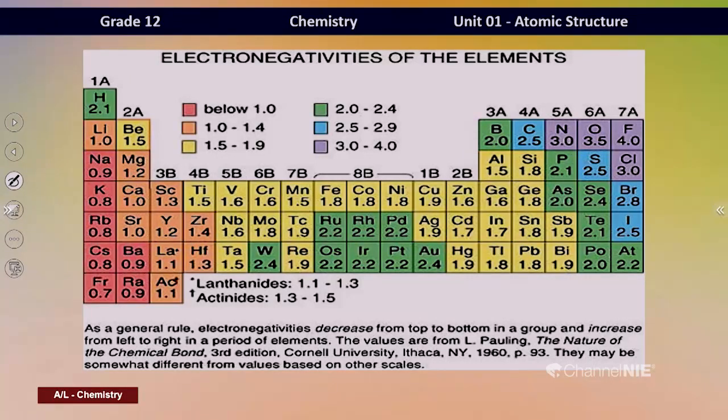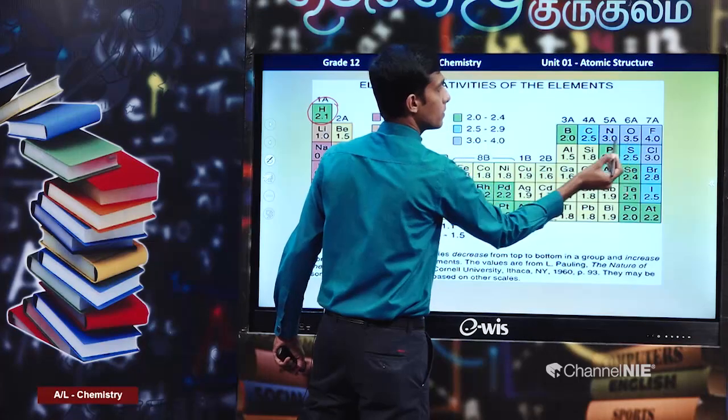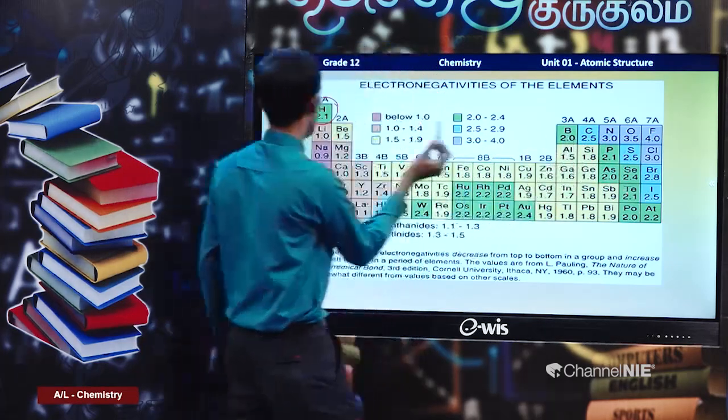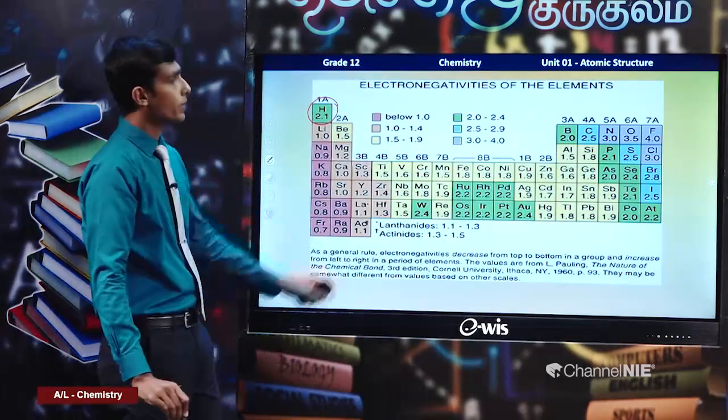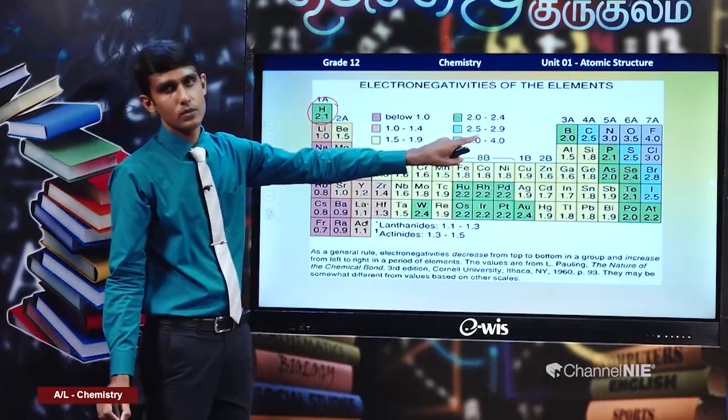You should know the value of hydrogen. The electronegativity value of hydrogen is 2.1. When it comes to second period elements, the noble gases are not mentioned here. Fluorine has the highest electronegativity. Moving left from fluorine, you can see the difference is 0.5: 4, 3.5, 3, 2.5, 2, 1.5. So it is very easy to memorize even these values.